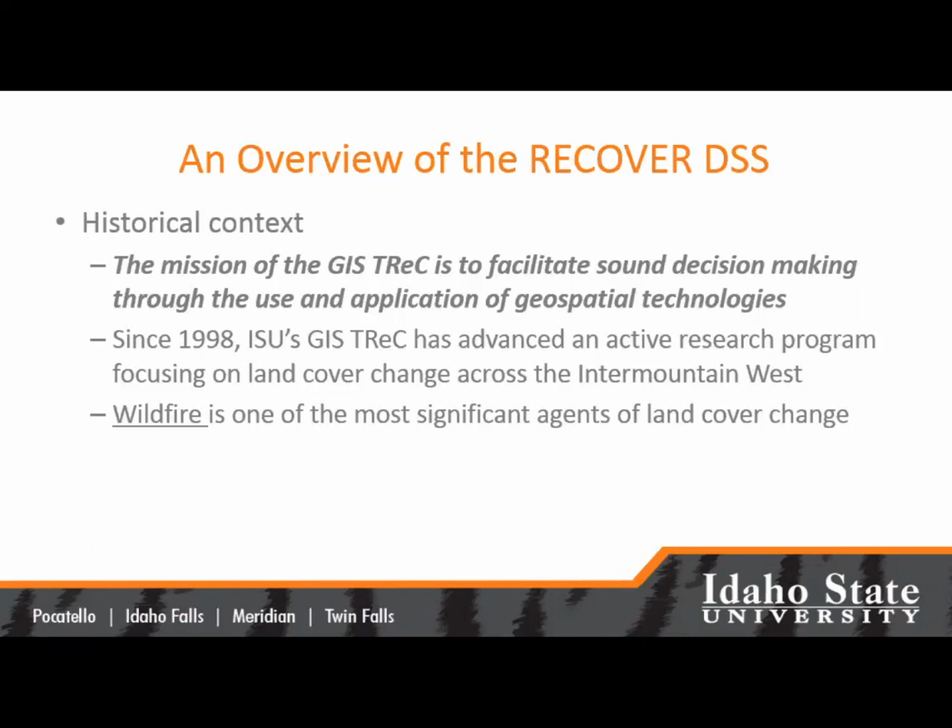So since that time period in 1998, the GIS Center has advanced this active research program focusing really on land cover change across the Intermountain West. And of course, wildfire is one of the most significant agents of land cover change. Some of the other things that we've looked at over almost 2 decades are invasive weeds, livestock grazing, and of course the interaction of all those things together, and that can be a pretty significant interaction.